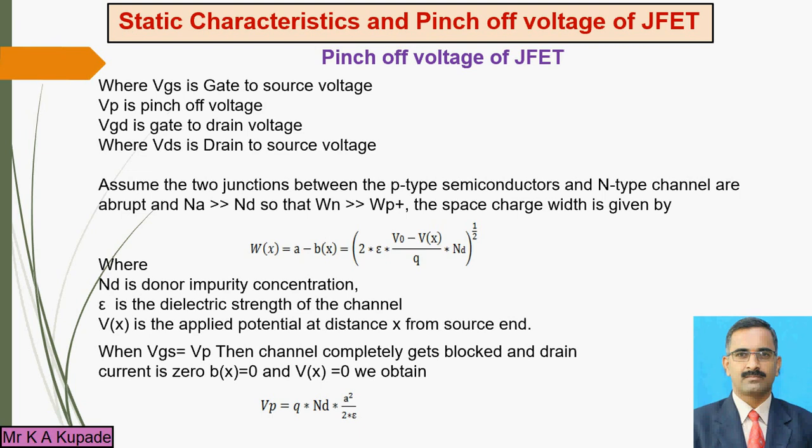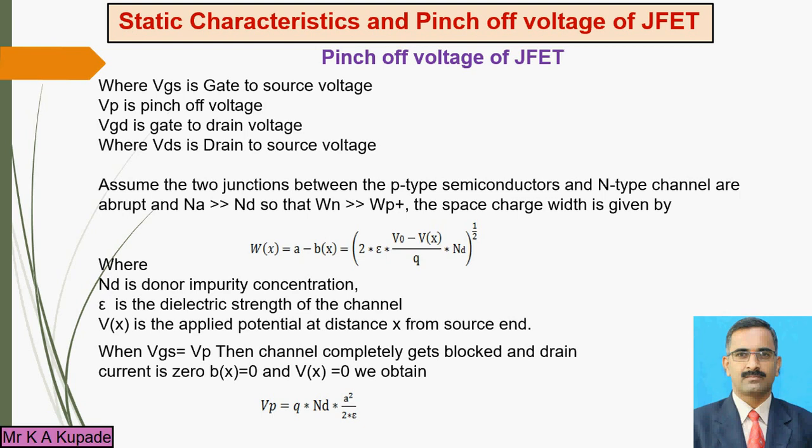So assuming the two junctions we are considering, one is p type and one is n type semiconductor. That means the p type semiconductor and n type channels are there, between the p type and the n type channel, whatever the material considered for that semiconductor.